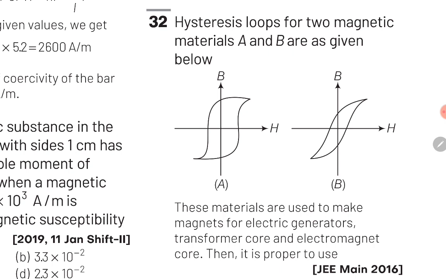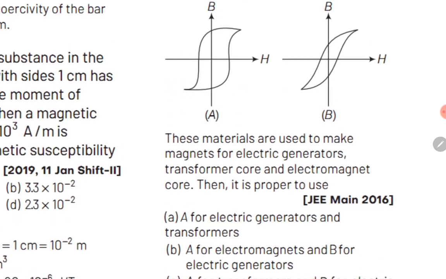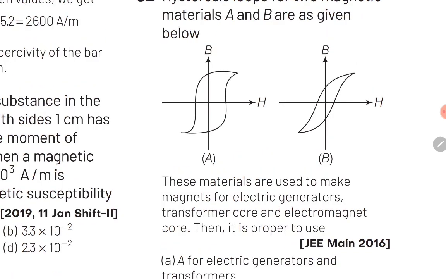Guys, here for transformer core and electromagnet core, we'll have to use magnetic material B because it has smaller area of hysteresis loop. Guys, because magnetic material B has smaller area of hysteresis loop, less amount of heat will be lost in every cycle of magnetization and demagnetization. So guys, the correct answer for this question will be option D. Magnetic material B will be used for electromagnets and transformers. Guys, in summary, you just have to keep this concept in mind that area of hysteresis loop is the amount of heat lost in one cycle. So with this, we have completed this question. Let's move ahead to the next slide.